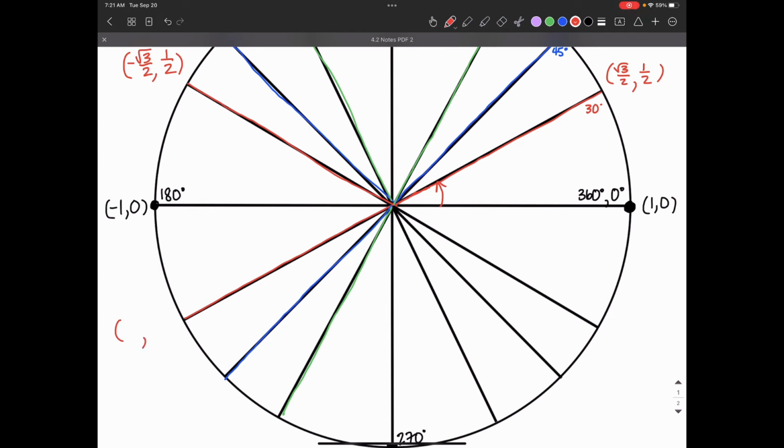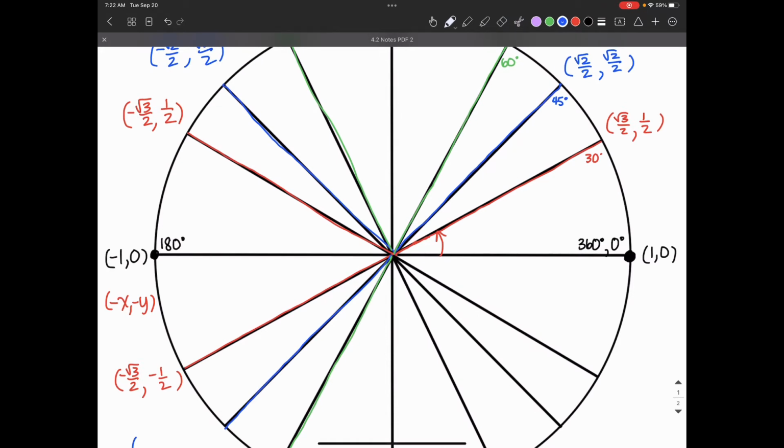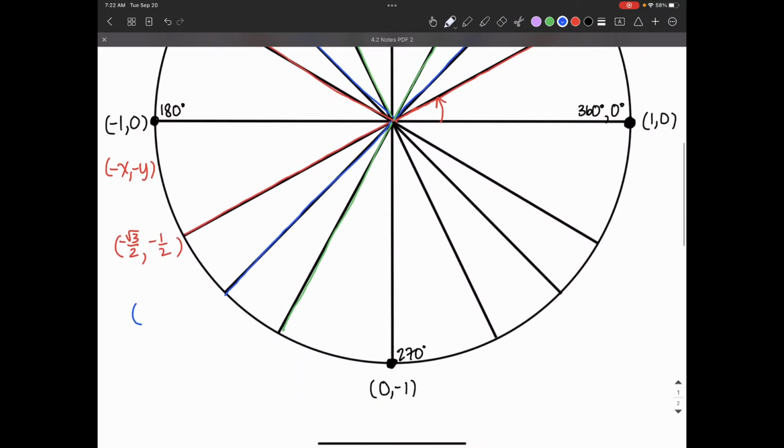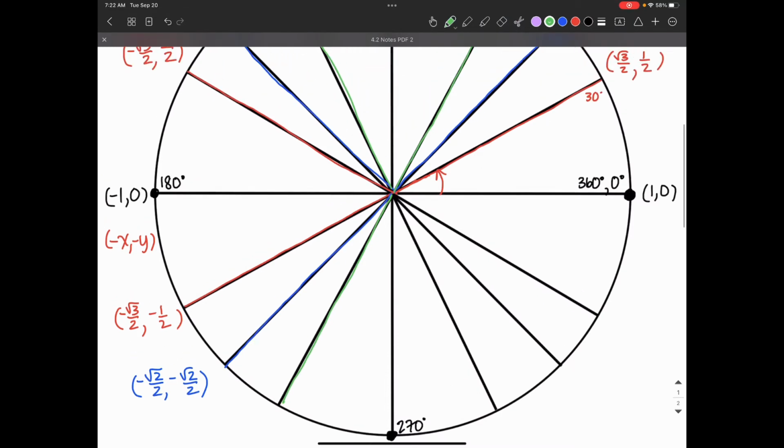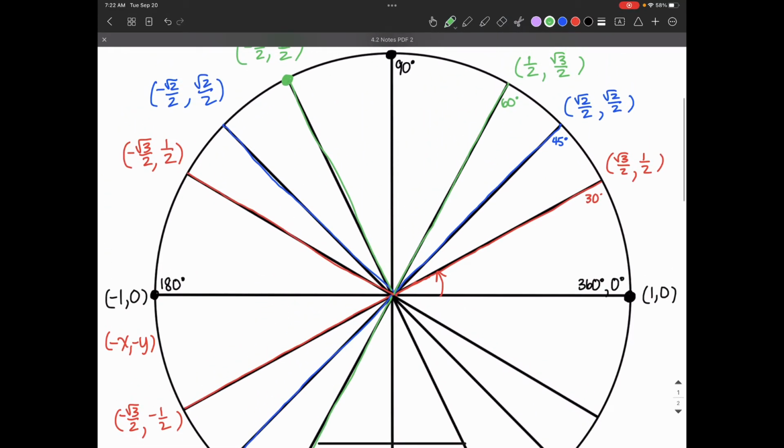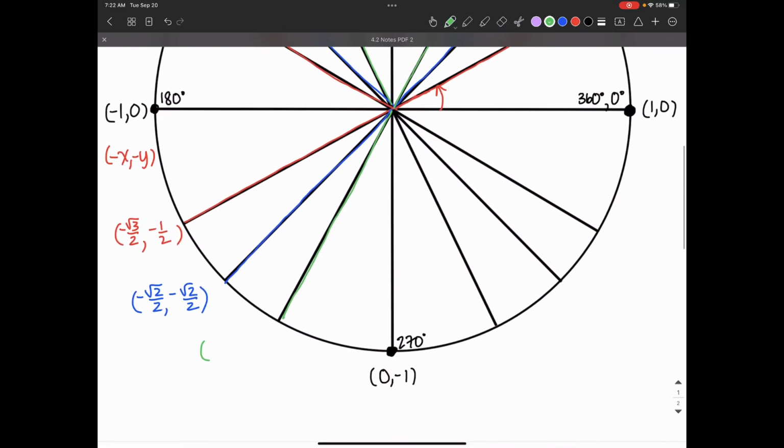So these points are going to correspond to what I have in the first quadrant. So the point here would be, well, in the third quadrant, I should have a negative x value and a negative y. So it would be negative square root of 3 over 2, negative 1/2. This here would be, I'm looking at my blue point, it was square root of 2 over 2, square root of 2 over 2, so now it's negative square root of 2 over 2, and negative square root of 2 over 2. Then the green would be 1/2, comma square root of 3 over 2, but it would be negative 1/2, negative square root of 3 over 2.